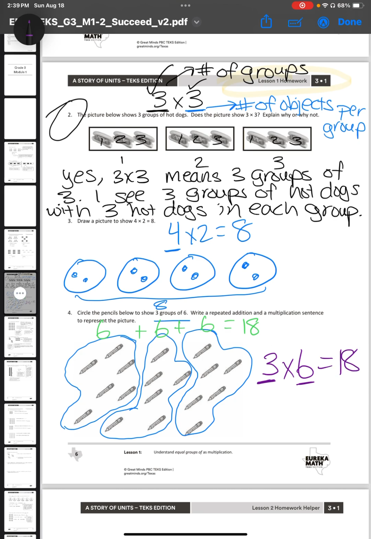The last thing I want to cover before I end this video is we looked at the term that we use for the number 3 and the number 6 here, the numbers being multiplied, and we said those are factors. The last thing I want to cover is the term that we use to describe the total in a multiplication sentence, and that would be the product.